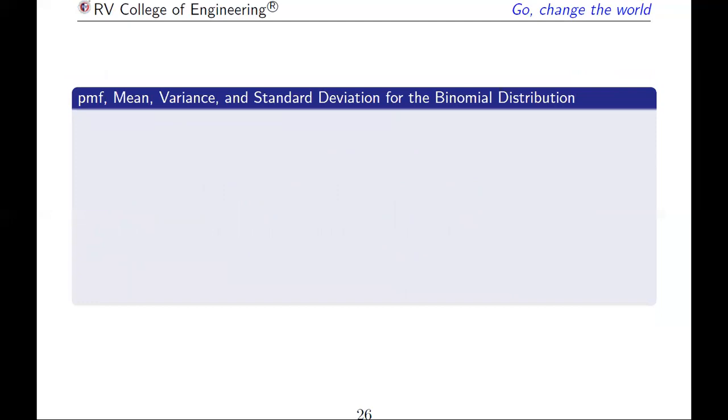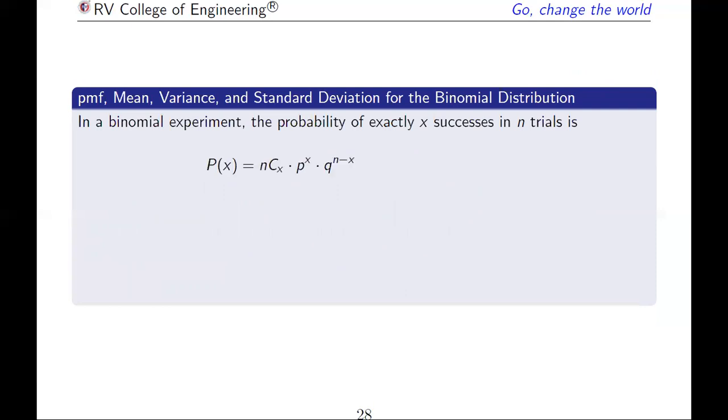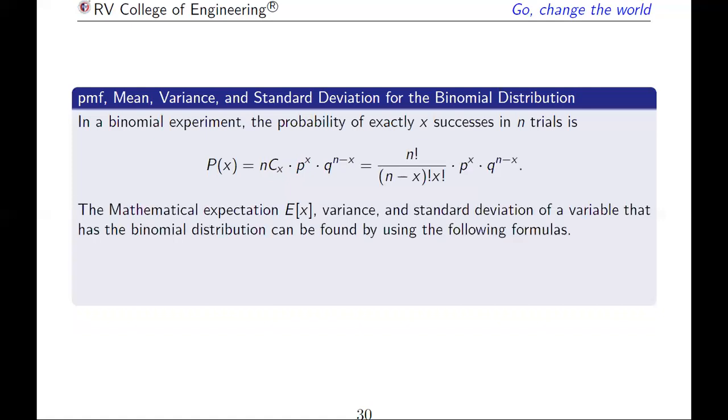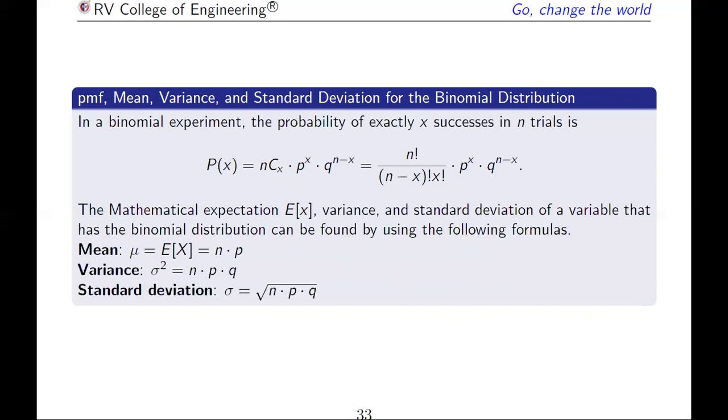The probability mass function for a binomial experiment gives the probability of exactly x successes in n trials and is denoted by P(x), which is P(x) equal to n choose x times p raised to x times q raised to n minus x. The mean or the mathematical expectation of the binomial distribution can be computed using the formula mu equal to n times p, variance npq, and the standard deviation, which is the square root of the variance.